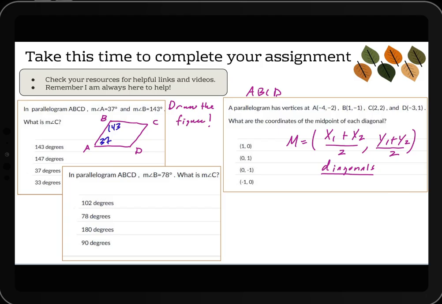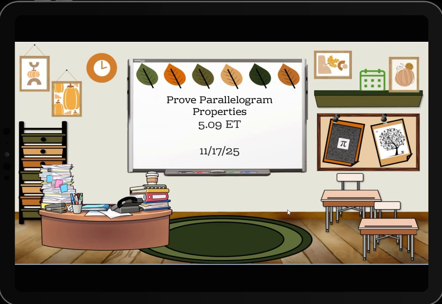For the first two questions that give me the degree values that I see there, especially for the third question, again, I would refer back to the actual slides where I discuss those exact types of problems. I give good examples for those in the video itself, so I'd refer back to that particular part of the video when you're trying to get help on that. And so that's going to be lesson 5.09, exit ticket for proving parallelogram properties.